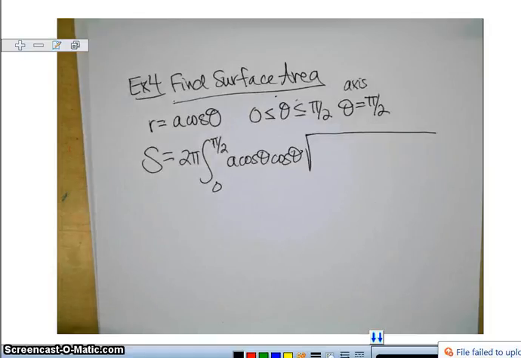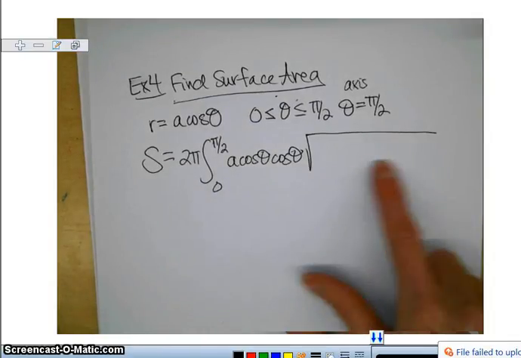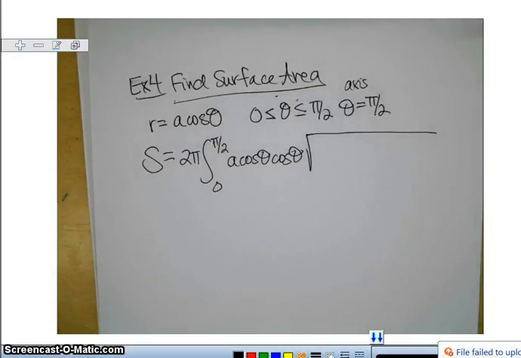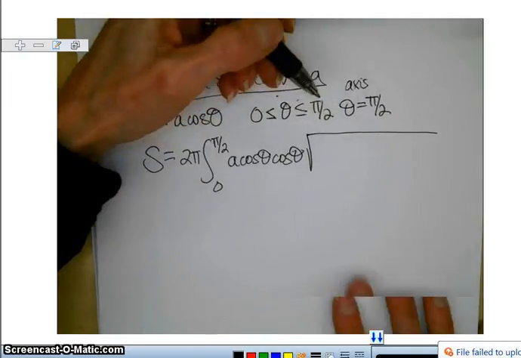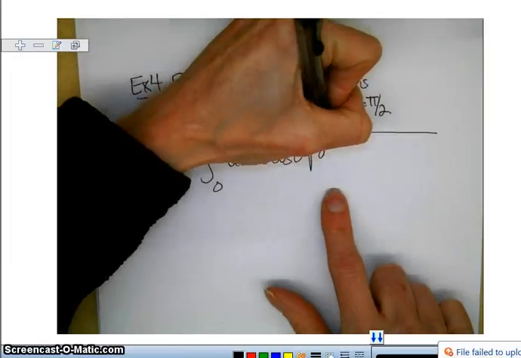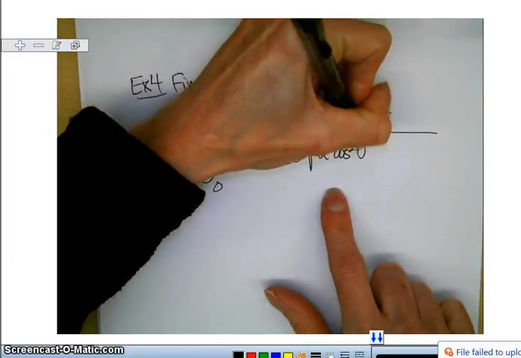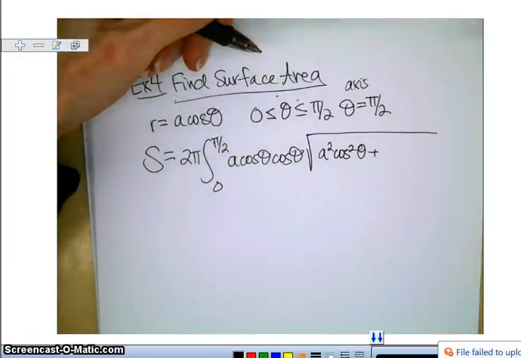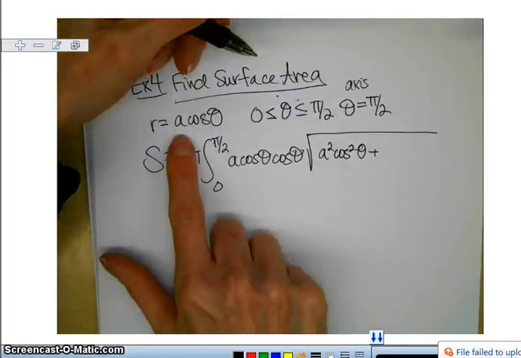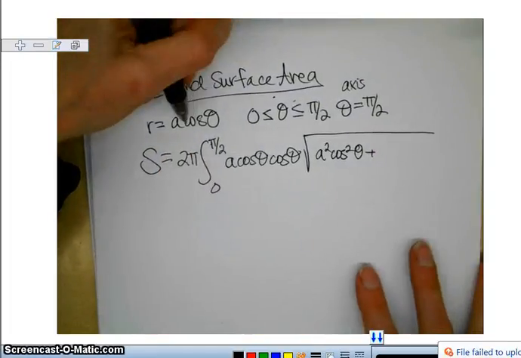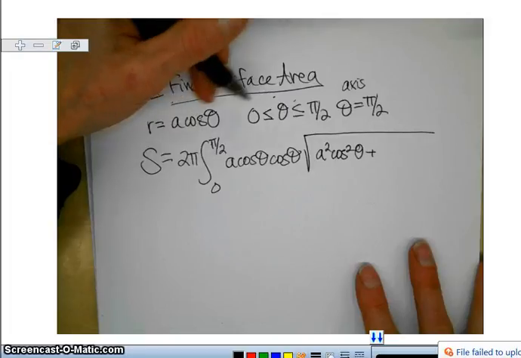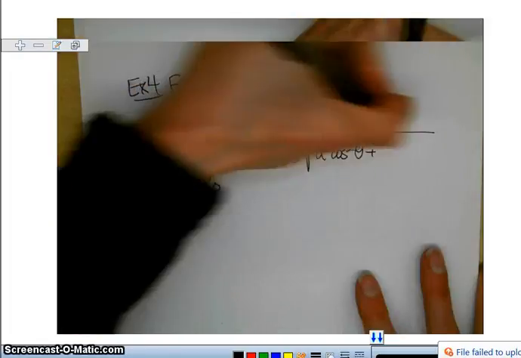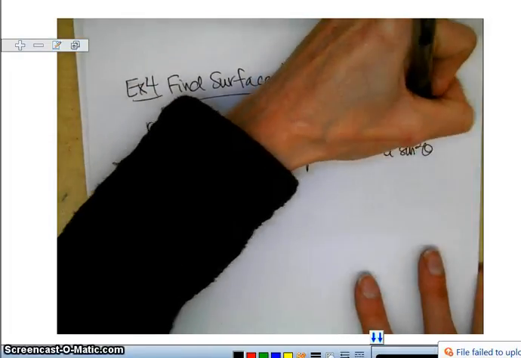The only difference between surface area and arc length is that for surface area, you basically find the arc length and then you rotate it around. Like you sweep that arc length around so it makes a whole surface area. So you still have the arc length formula in there. So the function squared, so this will be a squared cosine squared theta plus now its derivative. Well, that derivative's easy because a is a number, right? So the derivative would be negative a sine theta which would still make it a squared sine squared of theta, because you're going to square it, it's going to be positive.